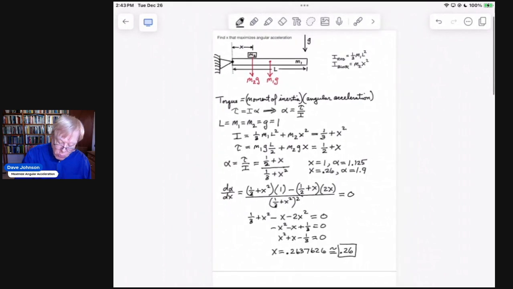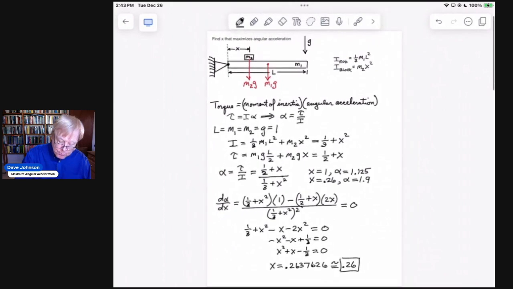I will mention one more thing about this problem. It turns out that g, which we set equal to 1, ends up canceling when you do the derivative. And so you're going to get the same result no matter what g is. That's one of the reasons why we can set g equal to 1. Now you don't want to ignore it entirely, but by setting it equal to 1, we aren't changing anything.